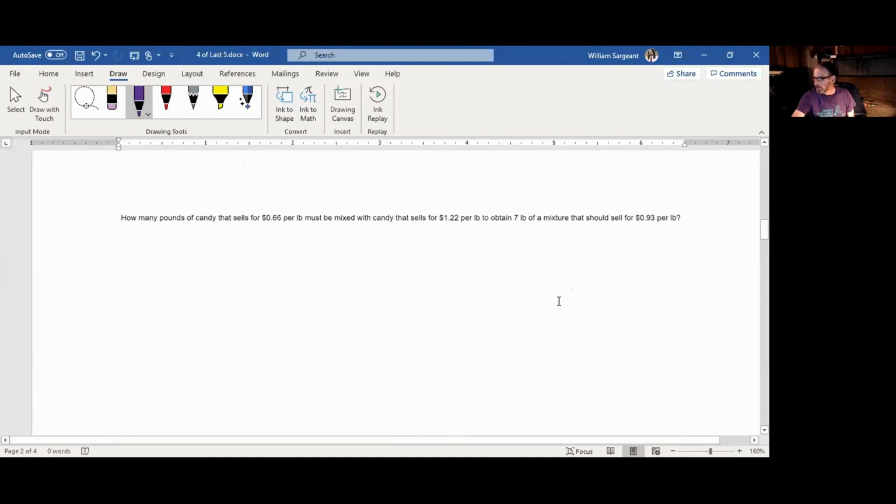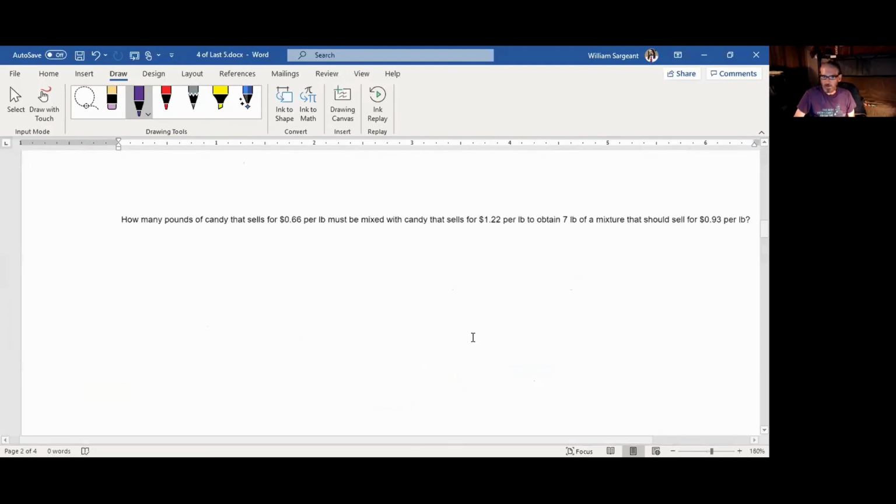20 pounds of candy that sells for 66 cents per pound must be mixed with candy that sells for $1.22 per pound to obtain a 7-pound mixture that sells for 93 cents per pound.